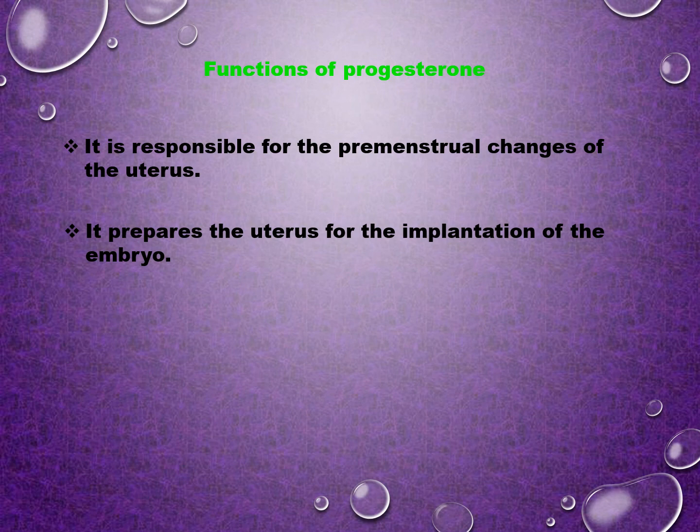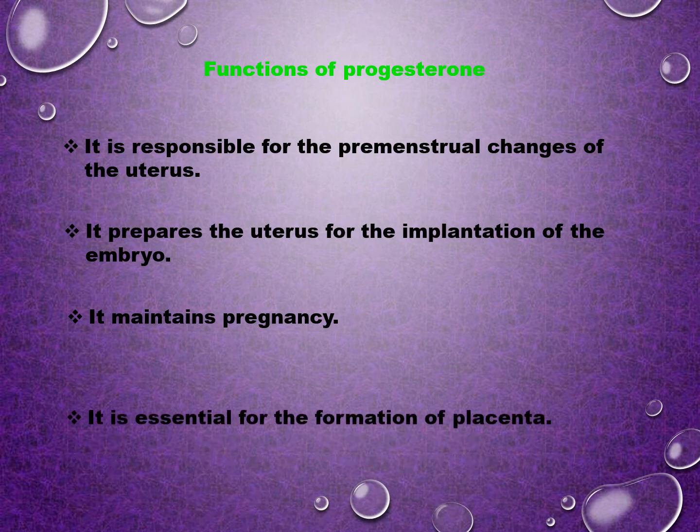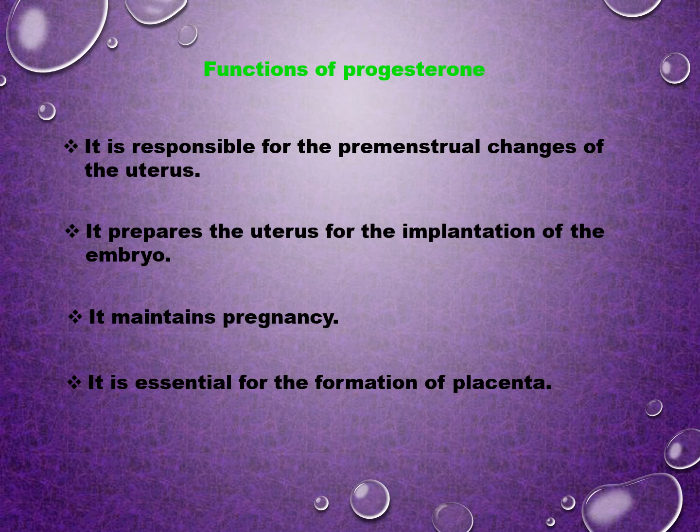It prepares the uterus for the implantation of the embryo. It maintains pregnancy. It protects the pregnancy. It is essential for the formation of the placenta. Placenta is a bag-like structure, and inside the bag the baby will be there. The placenta is formed with the help of progesterone.